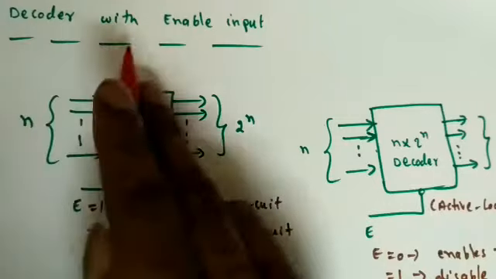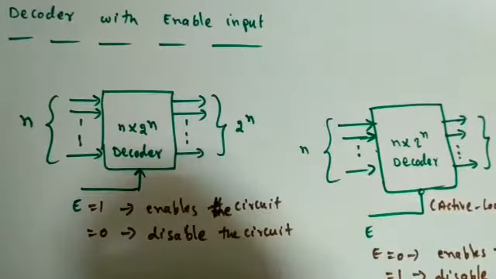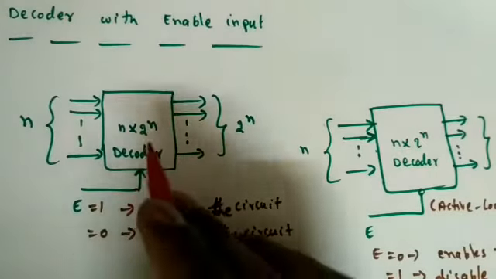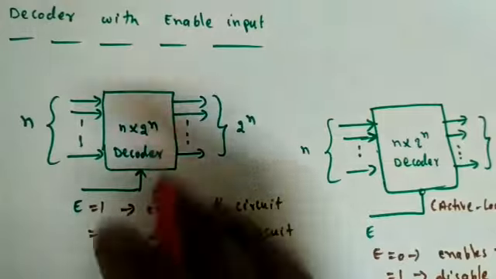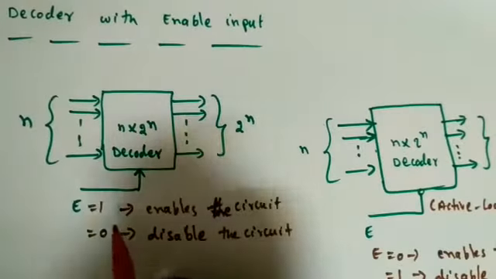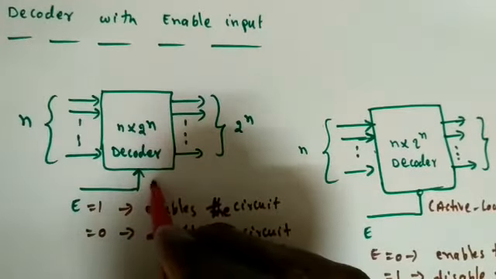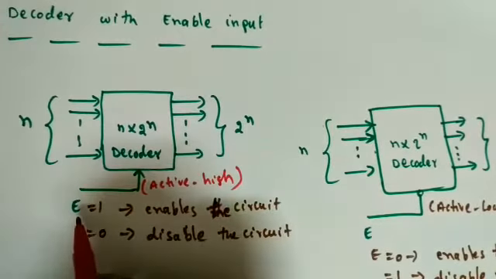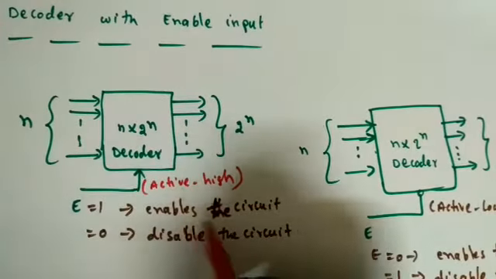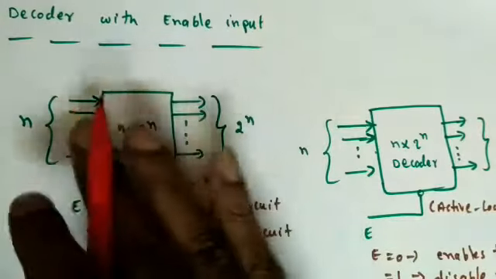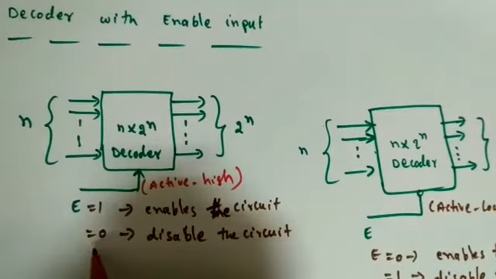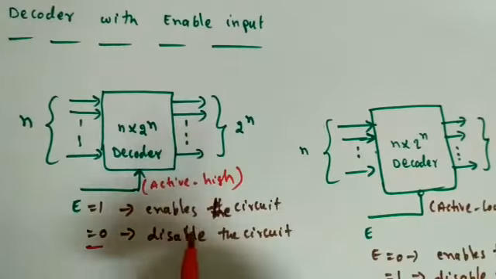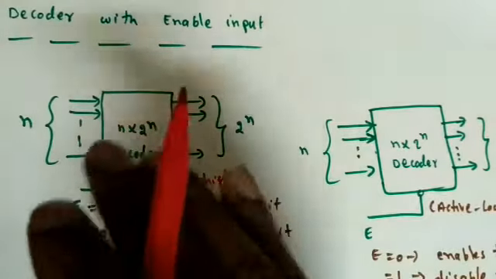We'll see the decoder with enable input. Here we give some extra input which will control the operation of the decoder, as we have seen for the encoder also. This is called an active high enable input. Whenever this pin is 1, it will enable the circuit, that means it performs the conversion. Whenever enable is equal to 0, it will disable the circuit, that means no conversion will take place. So this is like a switch. Whenever the switch is on, it will perform the operation.